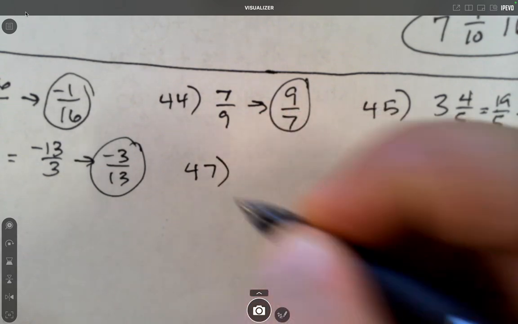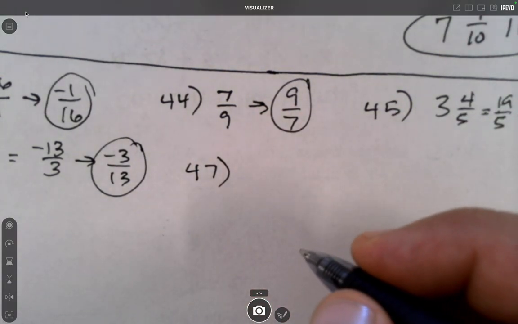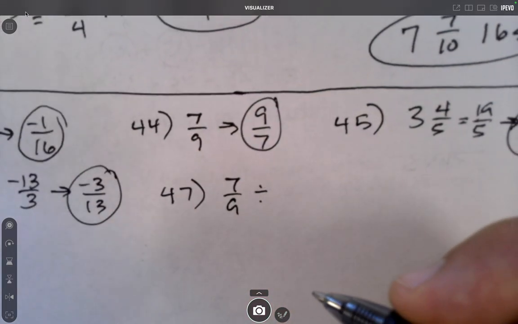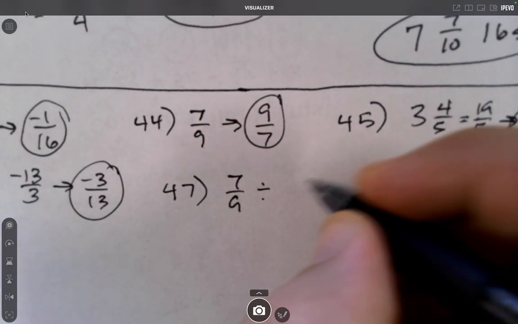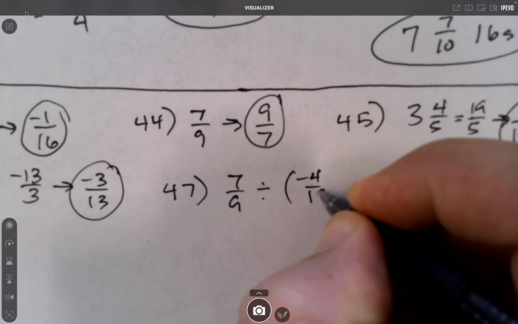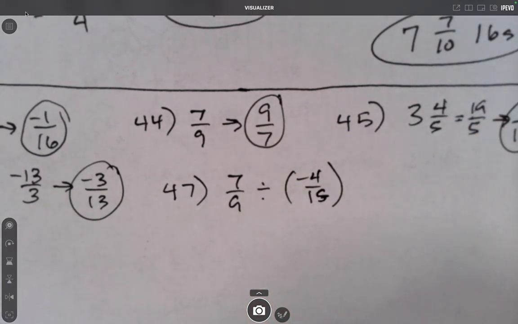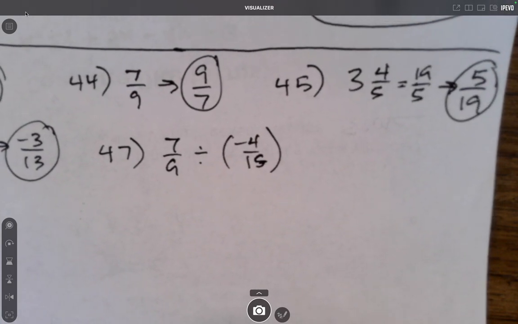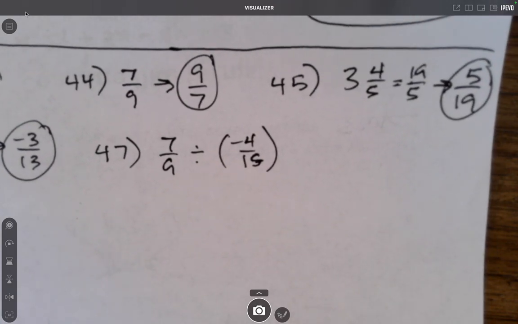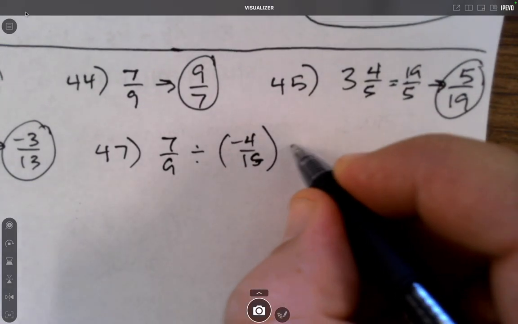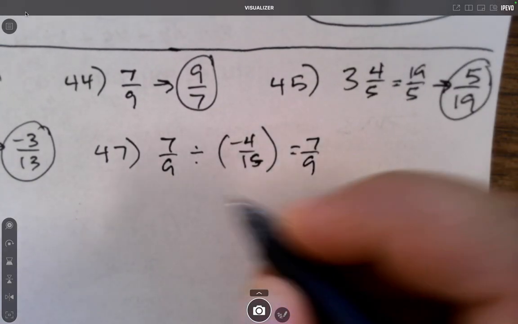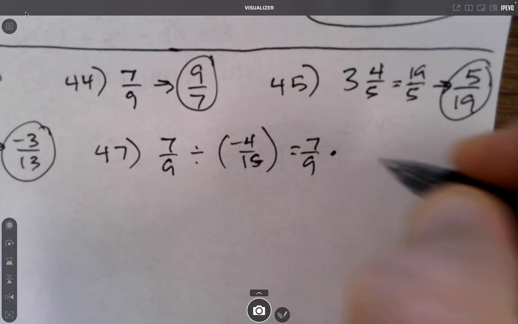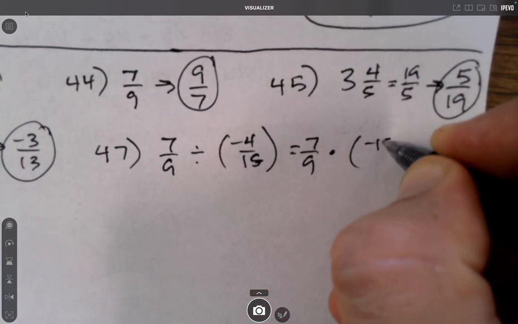47. Finally, to some division questions. 7 over 9 divided by negative 4/15. So you got to remember, when we're dividing, we have to multiply by the reciprocal. We keep the first fraction the same, change the division to multiplication, and flip the second fraction.